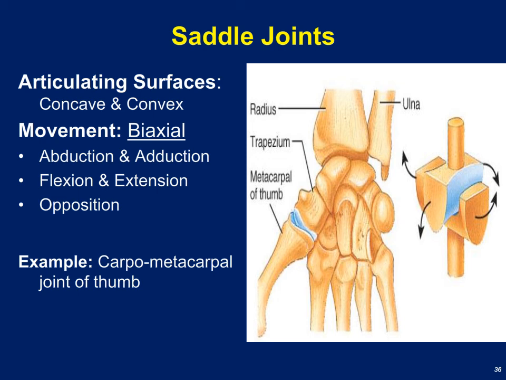And remember, this saddle joint allowed us to do some pretty unique things, such as opposition of the thumb, that is, ability to touch the fingertips with the tip of the thumb. And of course, opposition allows us to grasp tools and things like that, but we can also do abduction of the thumb, we can flex the thumb, and of course, oppose the thumb.